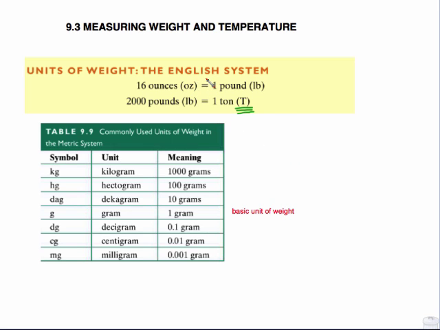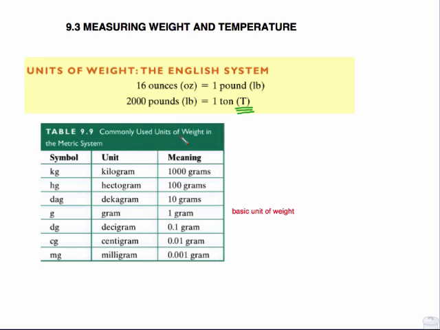So in the English system, the two major numbers to know is that 16 ounces are a pound, and that 2,000 pounds makes 1 ton. Now it's capital T for ton. There is something I'll show you in a minute called the metric ton. Capital T means we're talking about the English ton, which is 2,000 pounds.